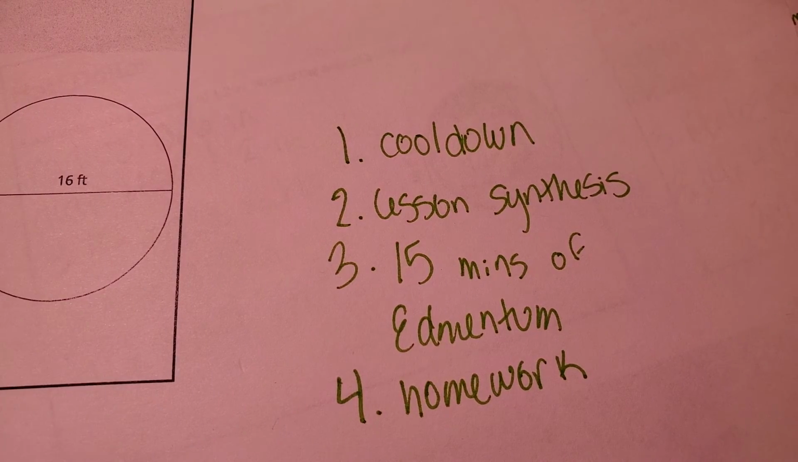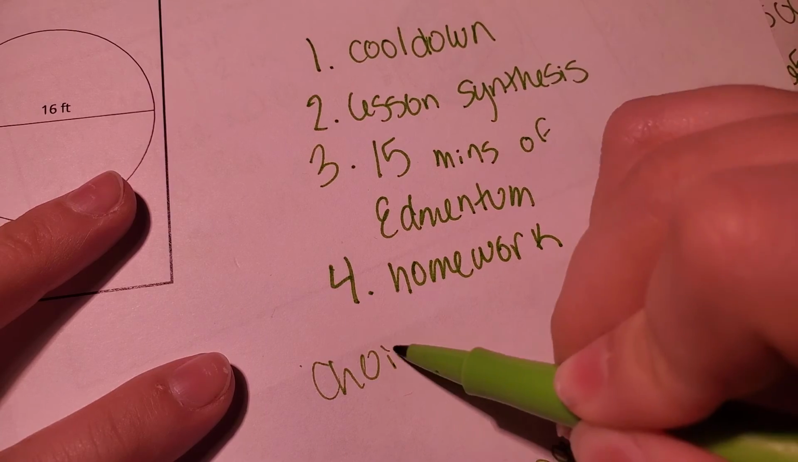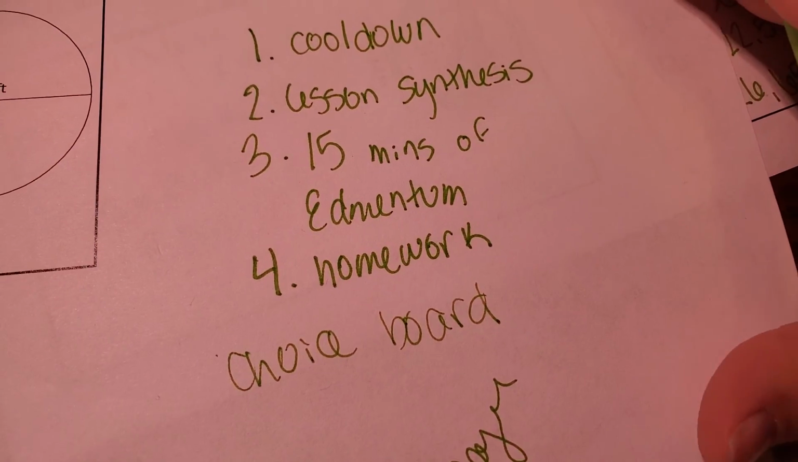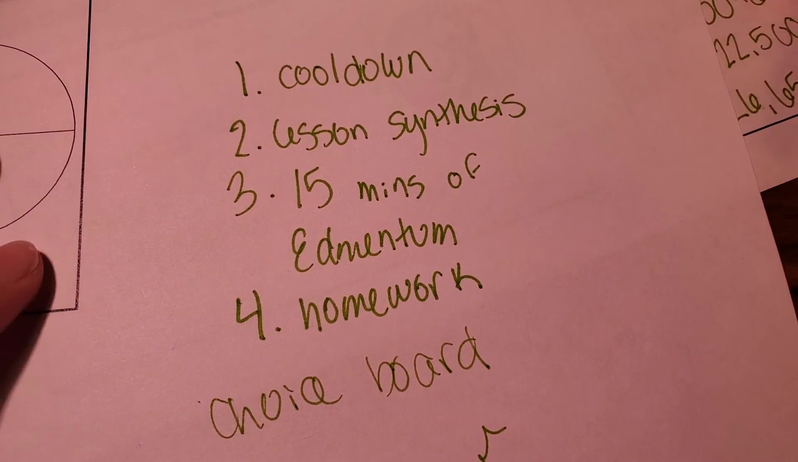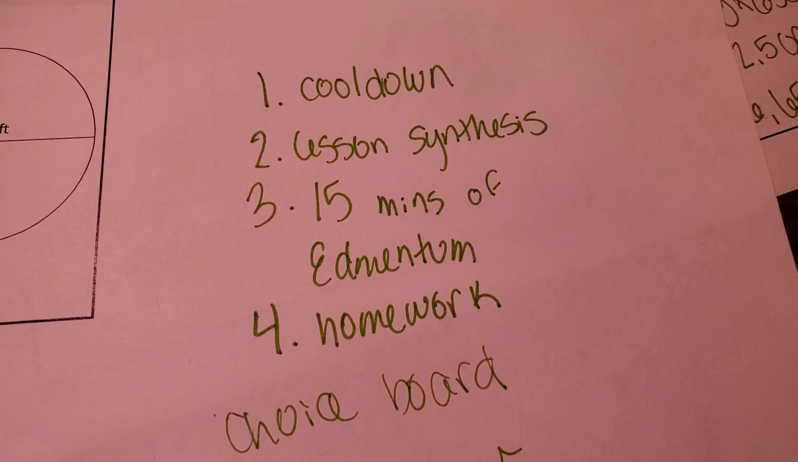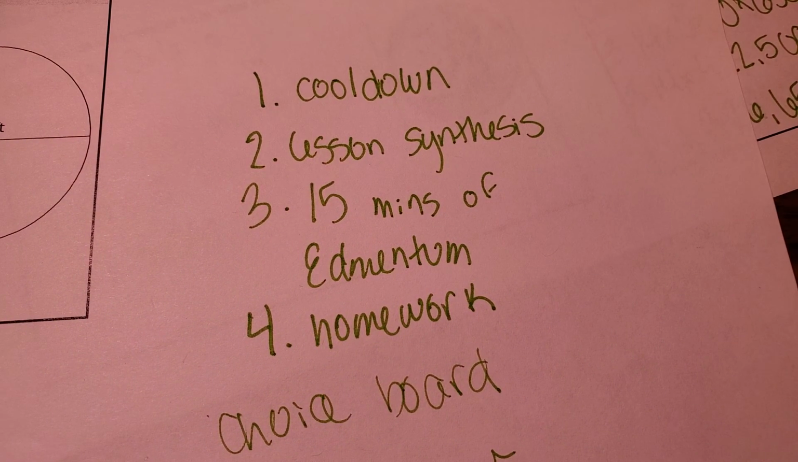So get all this done. If you get all this done, you get choice board time, which is the last slide of the lesson. Most of you are going to do Prodigy. A lot of you actually do chess. That's cool. Do chess. Do something on the choice board.